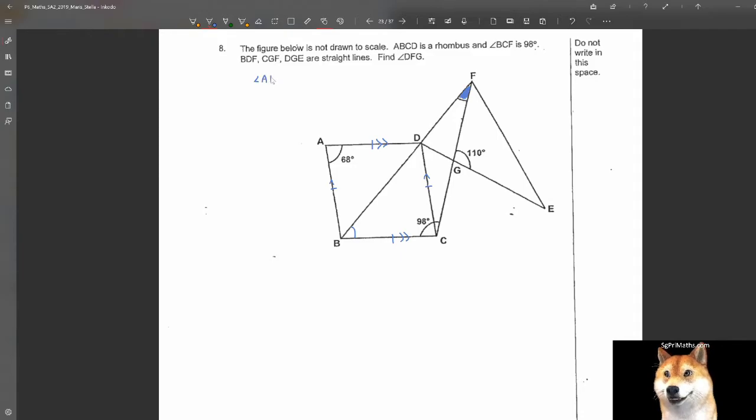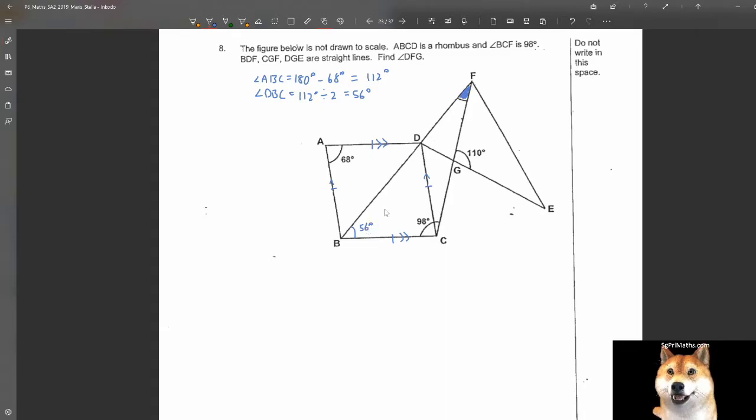Angle ABC equals this angle here, equals 180 degrees minus 68 degrees, equals 112 degrees. So in the rhombus, these two angles add up to 180 degrees. Then for angle DBC, because it's cutting the angle in half, we use 112 degrees divided by 2 to give us 56 degrees. So this is 56.